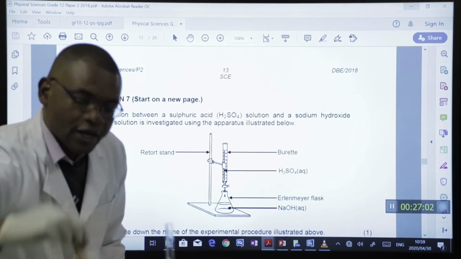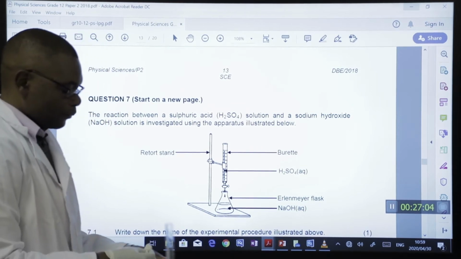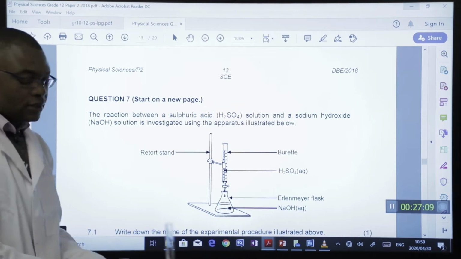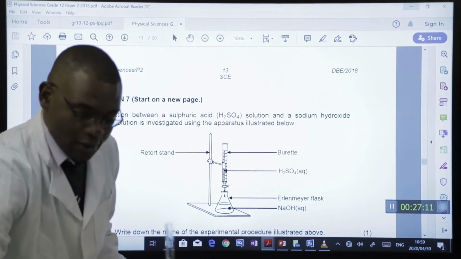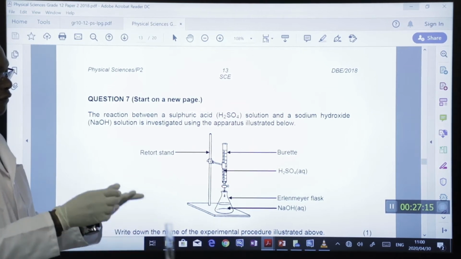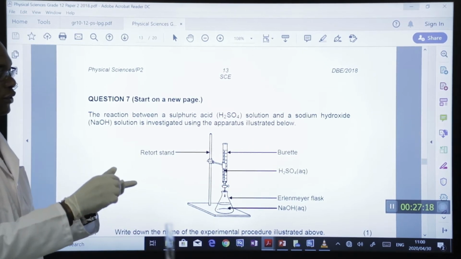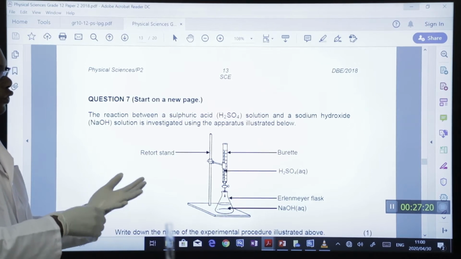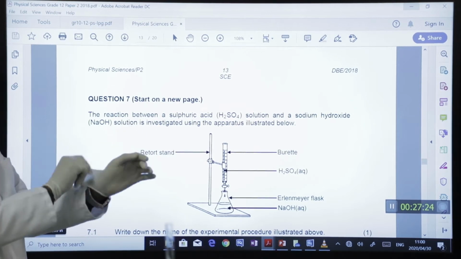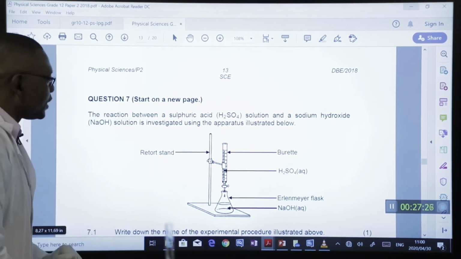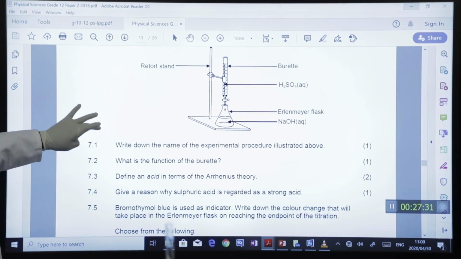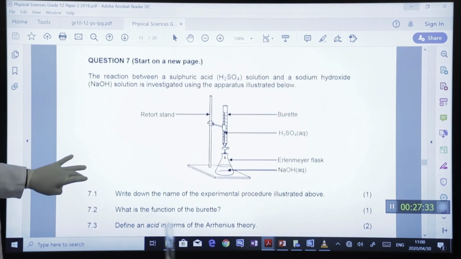So this is sulfuric acid, and it's reacting with sodium hydroxide. So this is our sodium hydroxide. For some of you who do not have enough materials in your classrooms, you don't usually do experiments. So I'm going to give you a quick demonstration so that you appreciate what's happening here, because this is a practical examination question. And we are going to set up our things like this.